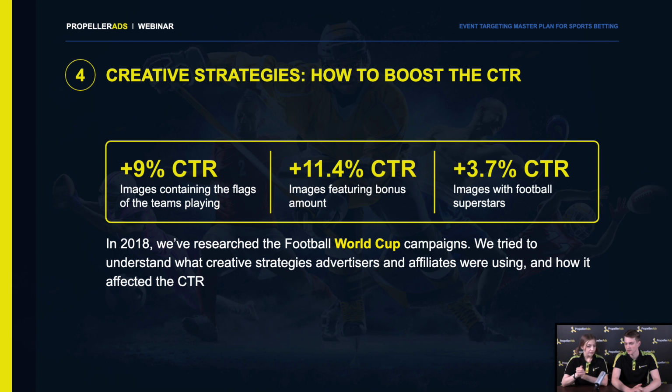Let's see how these examples actually work. We used them in our webinar. We'll win $100 for the best questions. We actually used two of them: $100 and two superstars.